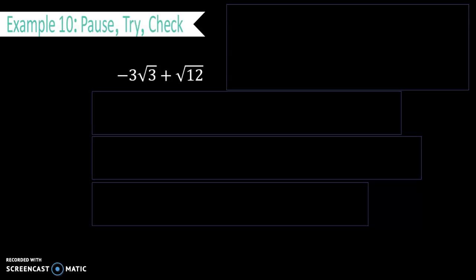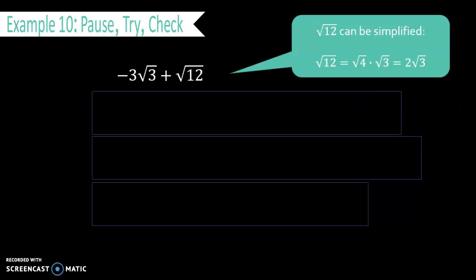You have -3 times the square root of 3 plus the square root of 12. Your radicands do not match. Hopefully you notice that the square root of 3 can't be broken down anymore, but the square root of 12 can. So let's take the square root of 12 and see if we can rewrite it to force it to look like a 3. And we can.